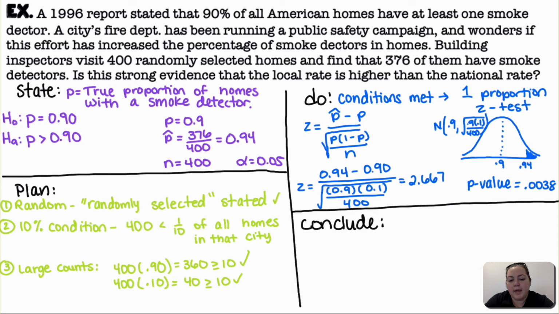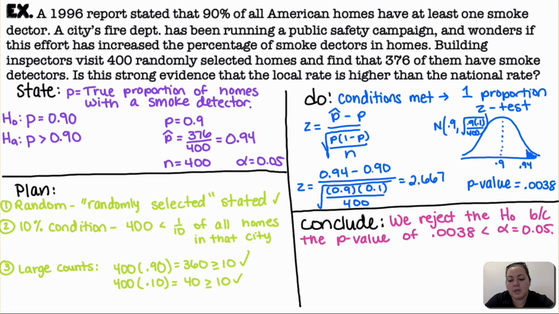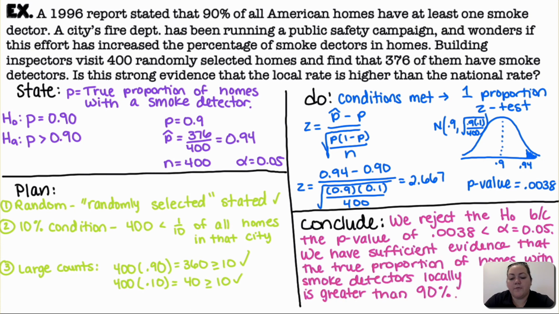So 0.0038 is smaller than 0.05, so we would reject the null hypothesis because our P value of 0.0038 is less than our alpha value of 0.05. All right, if we reject the null hypothesis, that means we have sufficient evidence. So reject goes with sufficient. Those are the two smaller options. Fail to reject and insufficient, those are the slightly bigger options. They go together. All right, so we have sufficient evidence that the true proportion of homes with smoke detectors locally is greater than 90%.